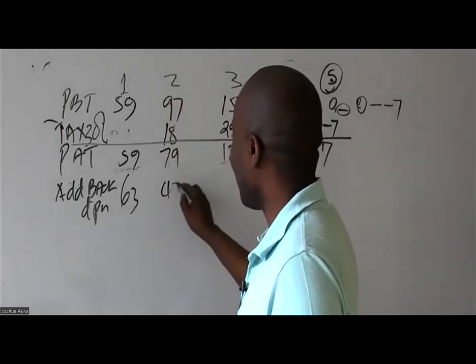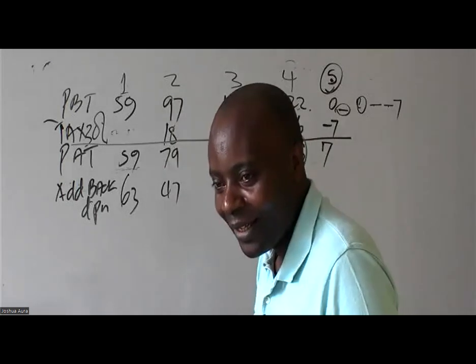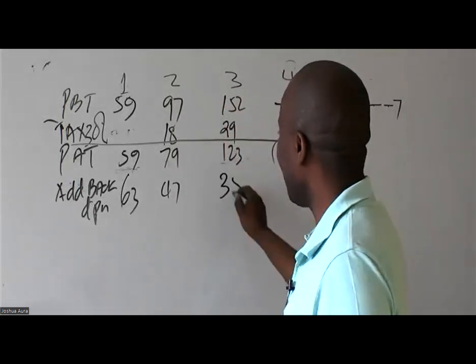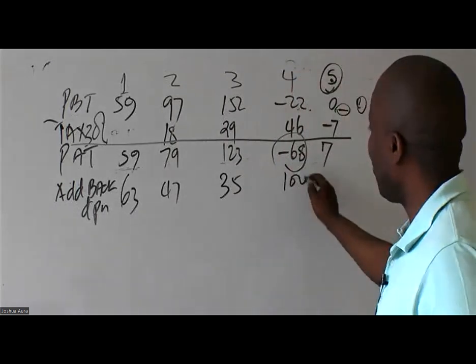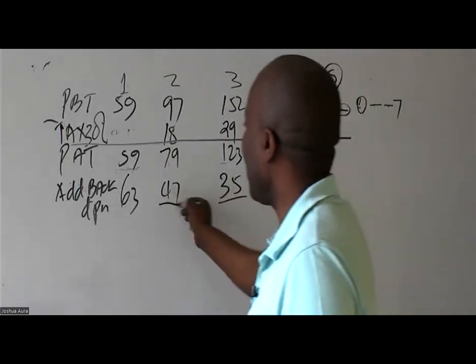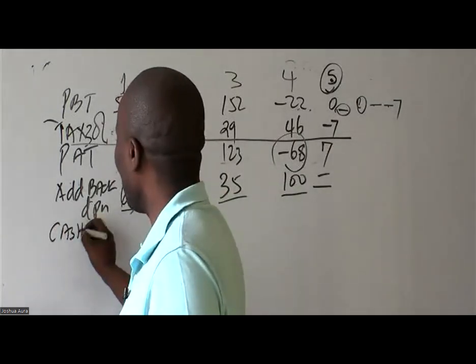47. Upper J number 3. What do we have here? Number 3, 35. Number 4, 100. Upper, of course, nothing. So please come and add for us. Give us, in this case here, what we call the cash flow, operational cash flow.